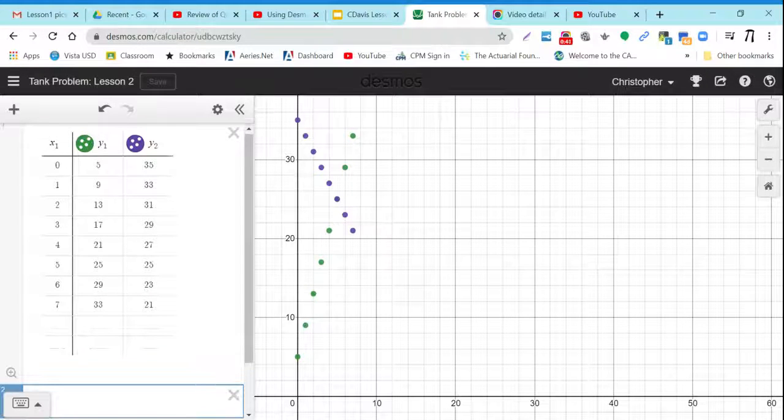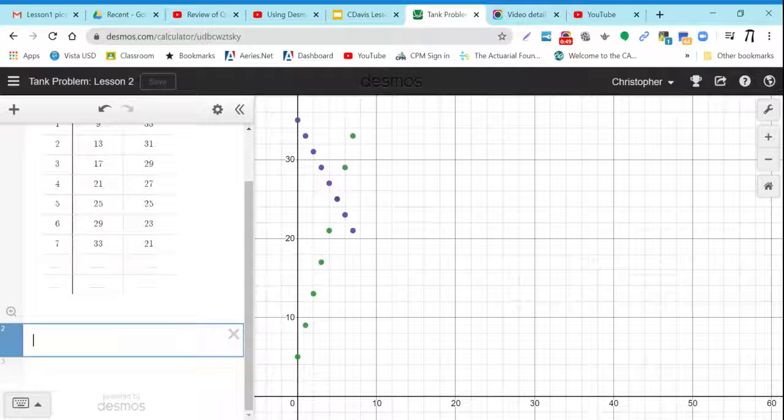But as you noticed, y1 has an initial value of 5, and it goes up by 4 every time. So that should hopefully give you an easy way to generate the graph that models this.